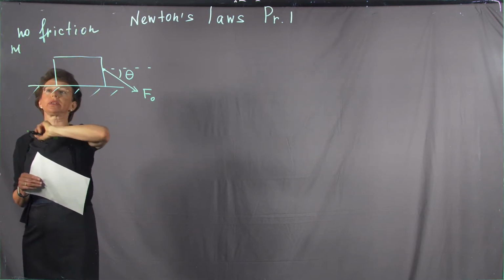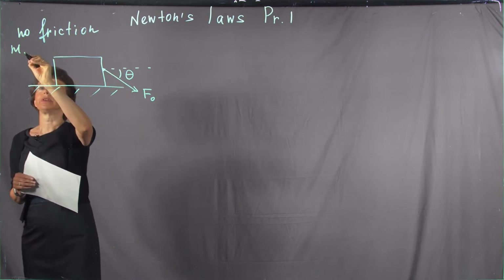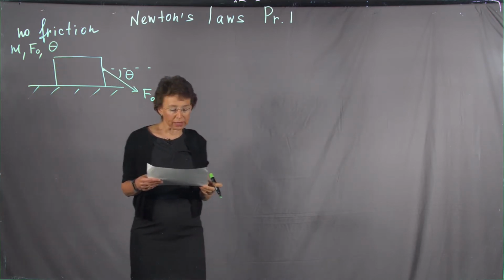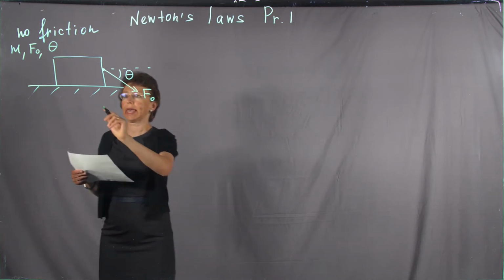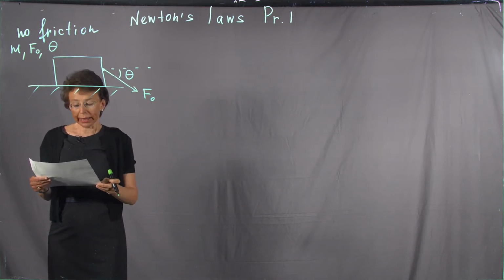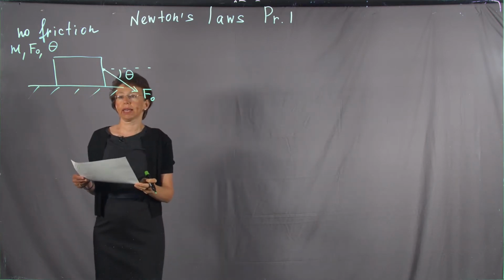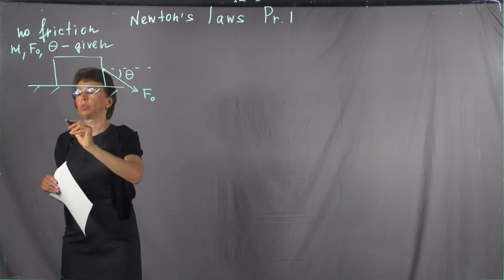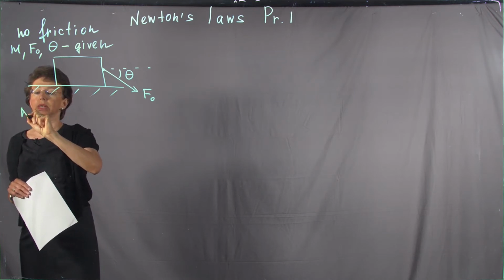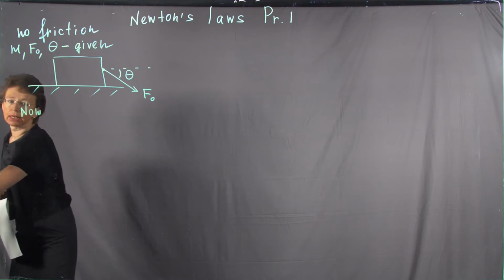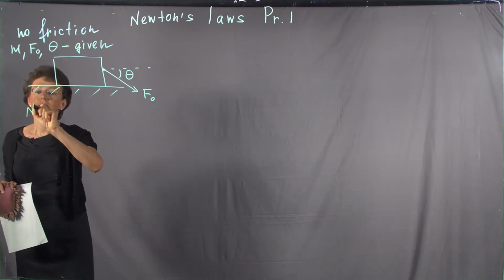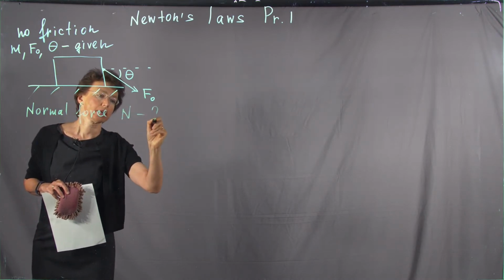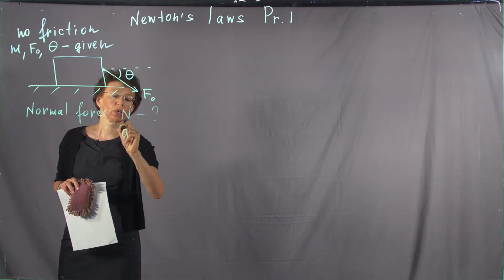Mass of the block is given. F naught, magnitude of the force, is given, and theta is given. What do we want to find? We want to find the normal force acting on the block from the table, which I will call N, and we want to find the acceleration of the block as it moves, which we call A.